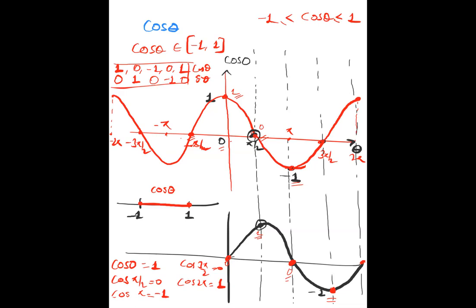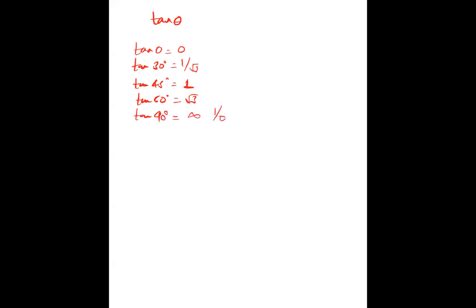Okay, all of you have done very well. Now coming to the tan function, tan theta. You know very well that tan 0 is 0. Tan 30 degrees is 1 by root 3, tan 45 degrees is 1, tan 60 degrees is root 3, and tan 90 degrees is infinity, or not defined, 1 by 0, a very high value.